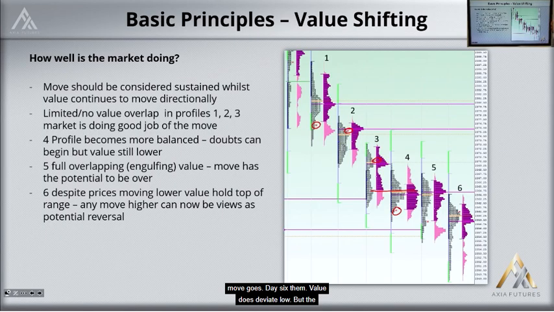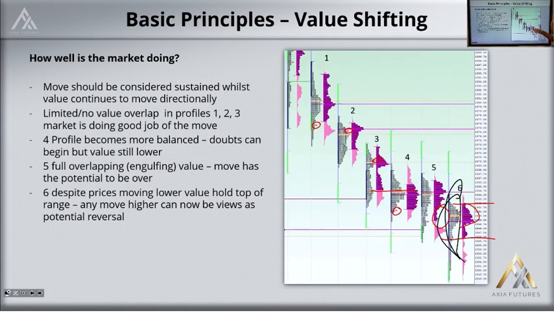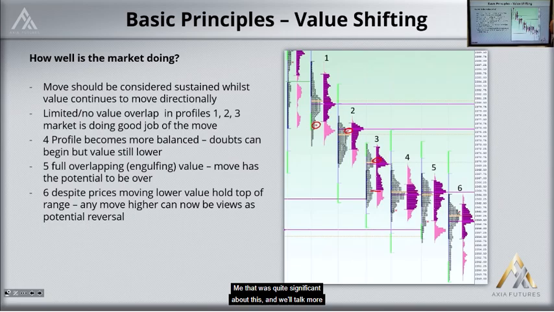Day 6 then, value does deviate lower, but the majority of volume is still within this day's range. And what's quite significant about this, and we'll talk more about this in terms of completing a move, is the tail. Look at the number of prices that are traded outside of value compared to what you've seen on previous days. This is showing you that value is staying towards the high. So for a market that has managed to fall, value staying towards the high is an indication that this is now quite possibly the end of the move.